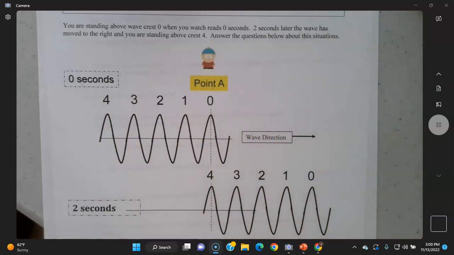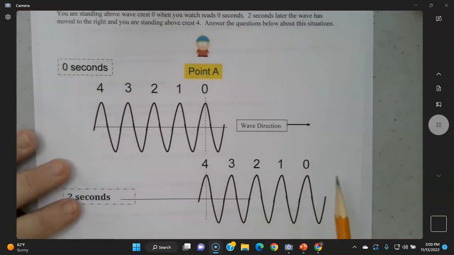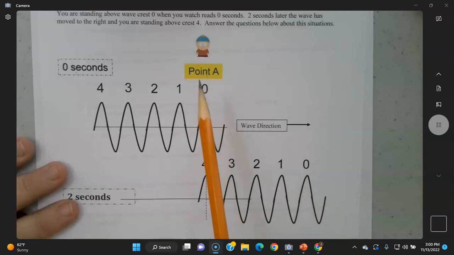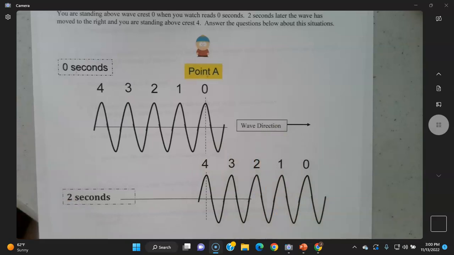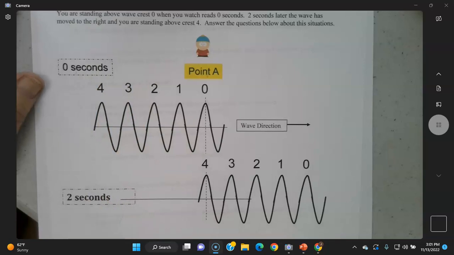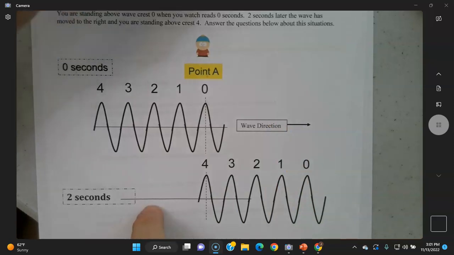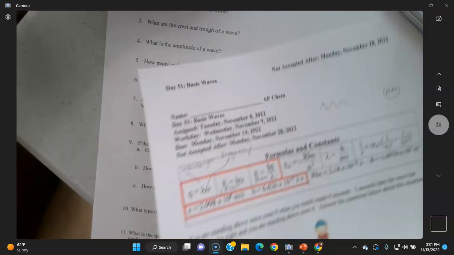2 seconds later, the wave has moved to the right over here, and you're standing above crest 4. So you're staying in the same place, but the wave, it says wave direction, has moved to the right. So it's like a before and after picture. So here's the before, and then here's after 2 seconds later. So the question is, it says answer the questions below about this situation. Okay, so I'm going to go ahead and flip the page here.